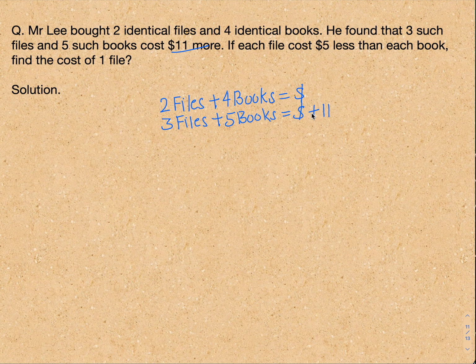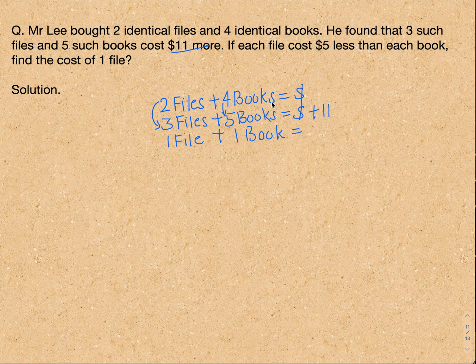Now, since we have formed the equation, if you observe it carefully, see what's the change here. From the first equation to the second one, what is the change in the number of files? Here it's 2, here it's 3. That means there is a change of 1 file. How about this? Here it's 4 books and the next one it's 5 books. So again the change is of 1 book, right? 1 book.